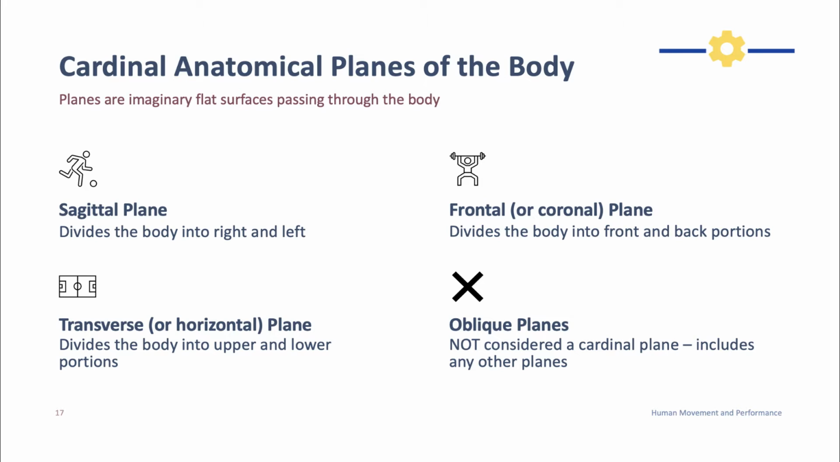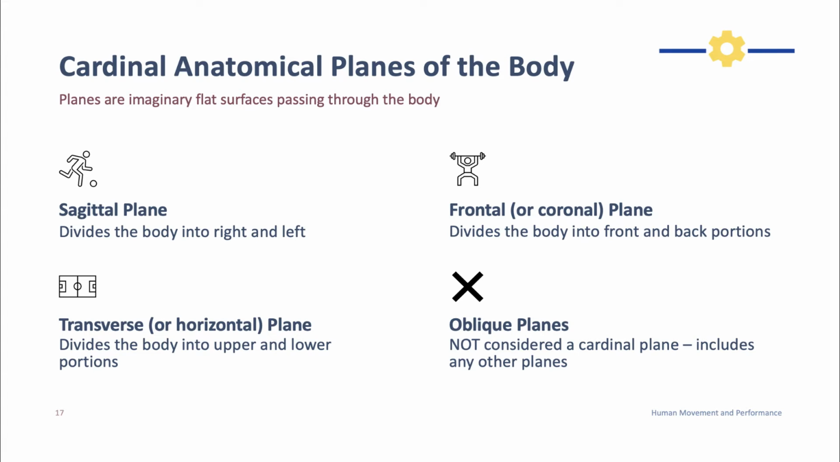The three planes are listed here, and they include the sagittal plane, which divides the body into left and right, the frontal or coronal plane, which divides the body into front and back portions, and the transverse or horizontal plane, which divides the body into upper and lower portions. We're going to see examples of each of these on the future slides, so don't worry about understanding them yet.